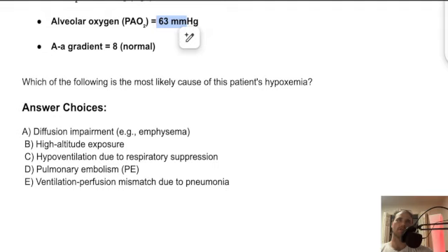Just take a second, try to answer this. Okay. So the key findings here are 6 breaths per minute. That's pretty low. And also the CO2 is pretty high, so you're not breathing out as much CO2 as you need. But the gradient is normal. The gradient would not be normal in different conditions. The gradient would be high.